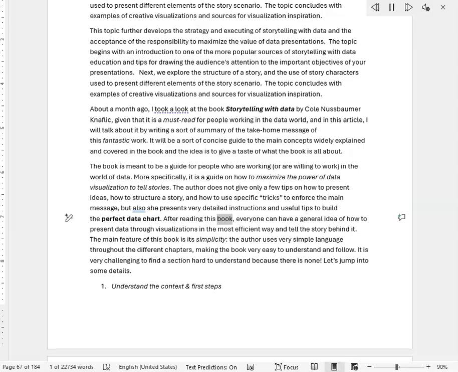After reading this book, everyone can have a general idea of how to present data through visualizations in the most efficient way and tell the story behind it. The main feature of this book is its simplicity. The author uses very simple language throughout the different chapters, making the book very easy to understand and follow. It is very challenging to find a section hard to understand because there is none. Let's jump into some details. Understand the context and first steps.